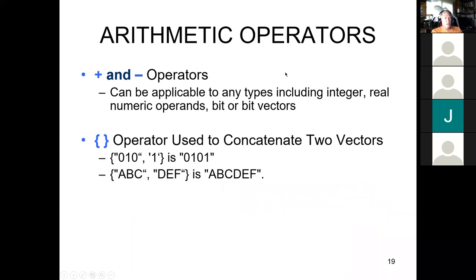Okay, arithmetic operators, plus and minus, you can apply those to any types, integer, real, numeric operands, and then bit or bit vectors. So you can use these with bit vectors. Obviously, the concatenation operator can concatenate two vectors, or it can concatenate a vector and a bit, or a bit and a vector. That's all fine. It can concatenate constants as well.